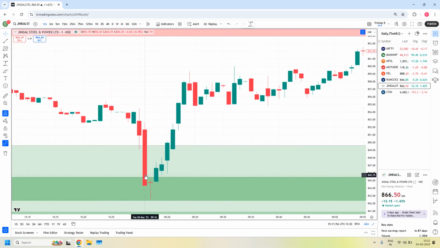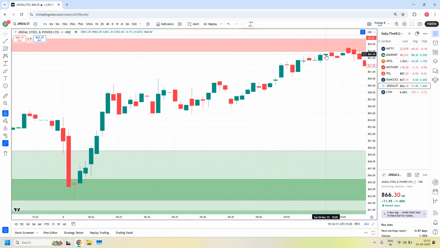See here, this is the morning 9:16 candle. This is the 9:17 candle. This is the 9:18 candle. Almost 3 minutes prices are inside this zone. So definitely your trade would have been executed. And it reached the target at morning 10 o'clock. So that means within 45 minutes your trade is completed, or less than 1 hour your trade is completed.